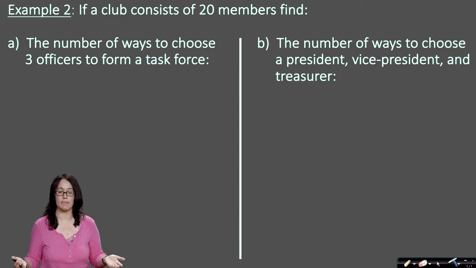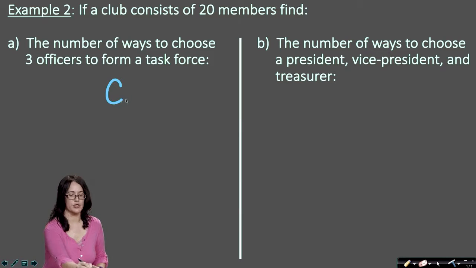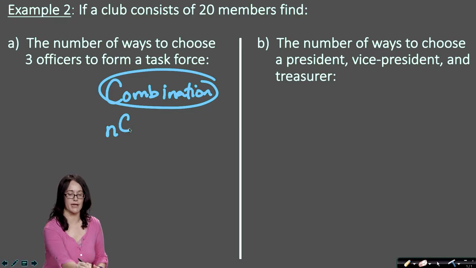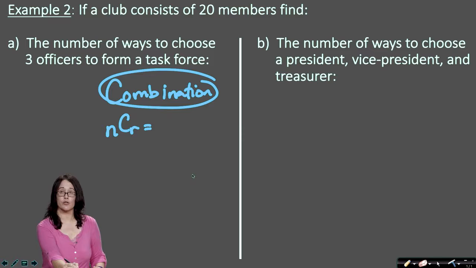In this case, it doesn't specify any differences. So you just want to know if you're on the task force or if you're not. This would be a combination. Since it's a combination, we could use our combination formula by hand or in our calculator. This time we're choosing from how many items? 20 people, that's right. And we're choosing how many officers?